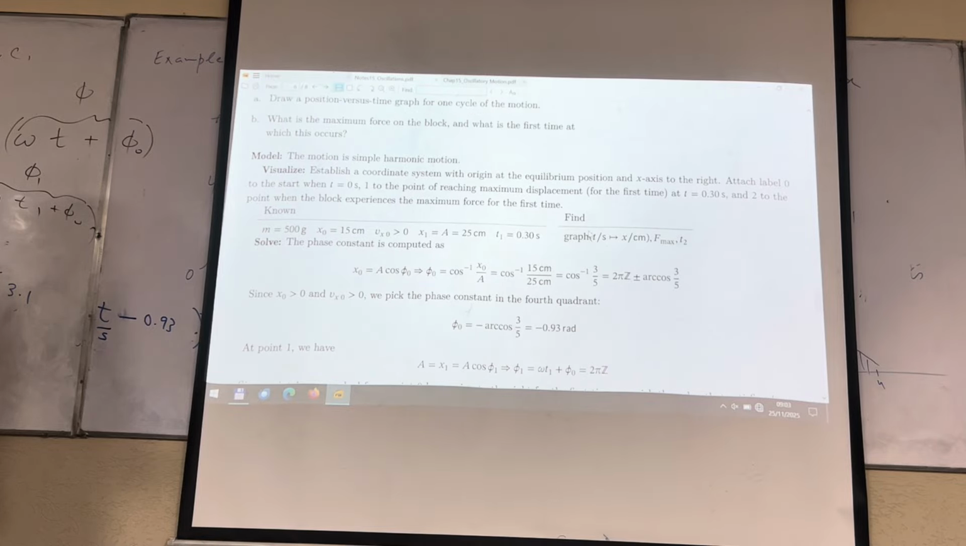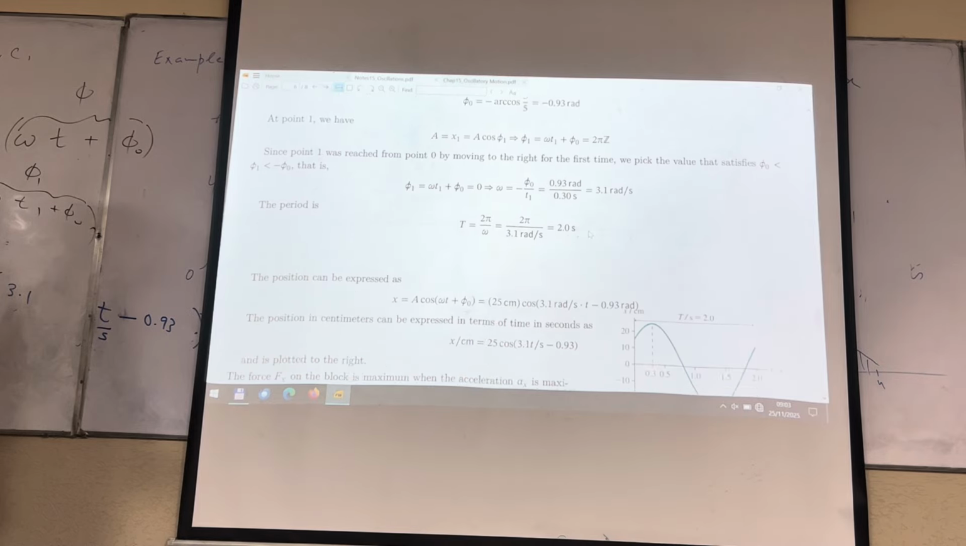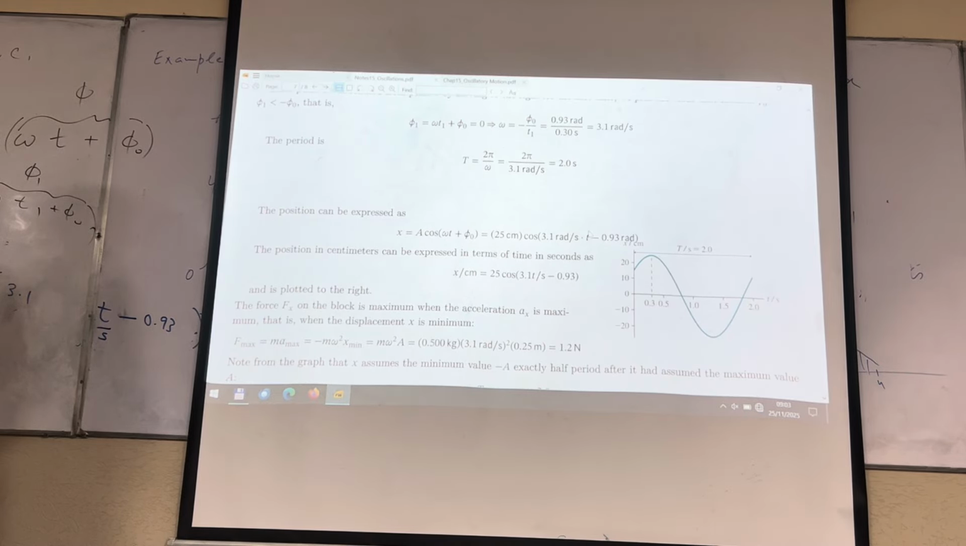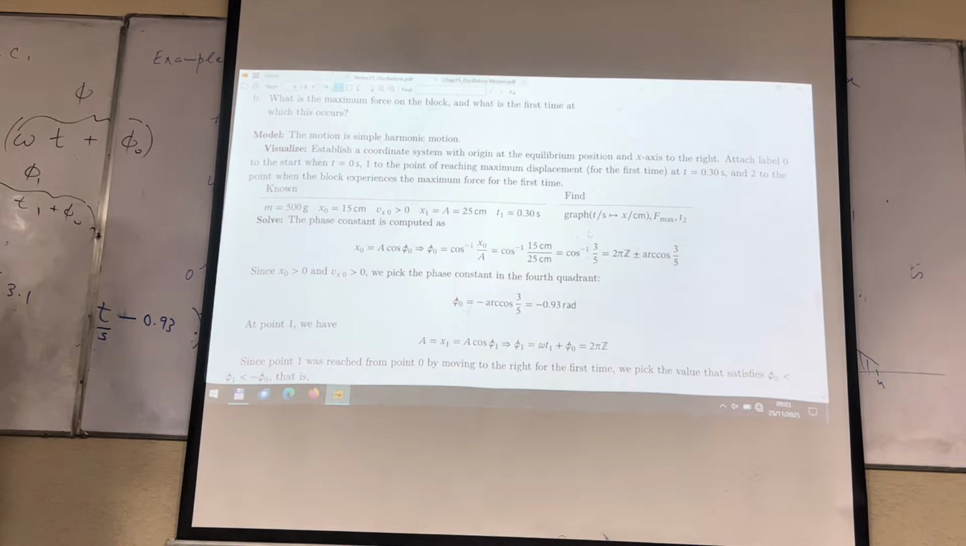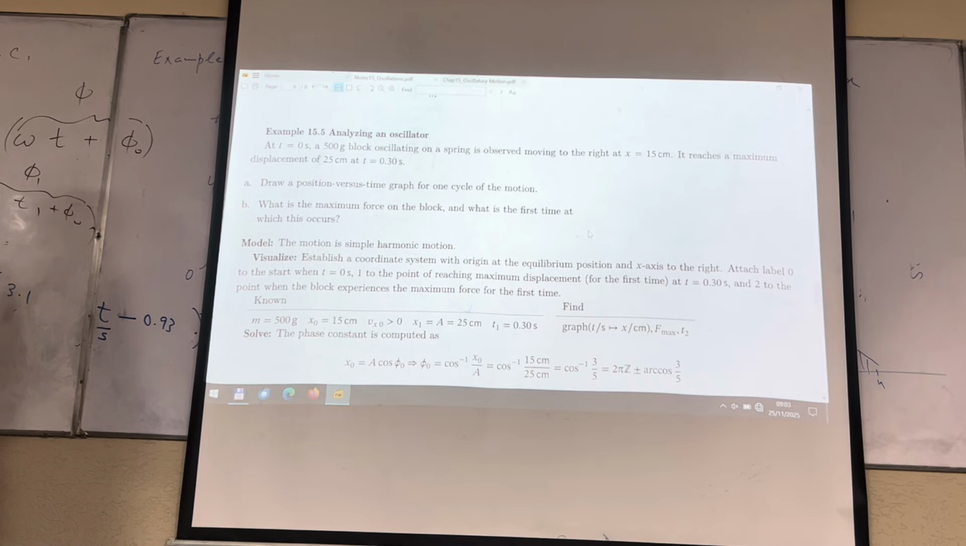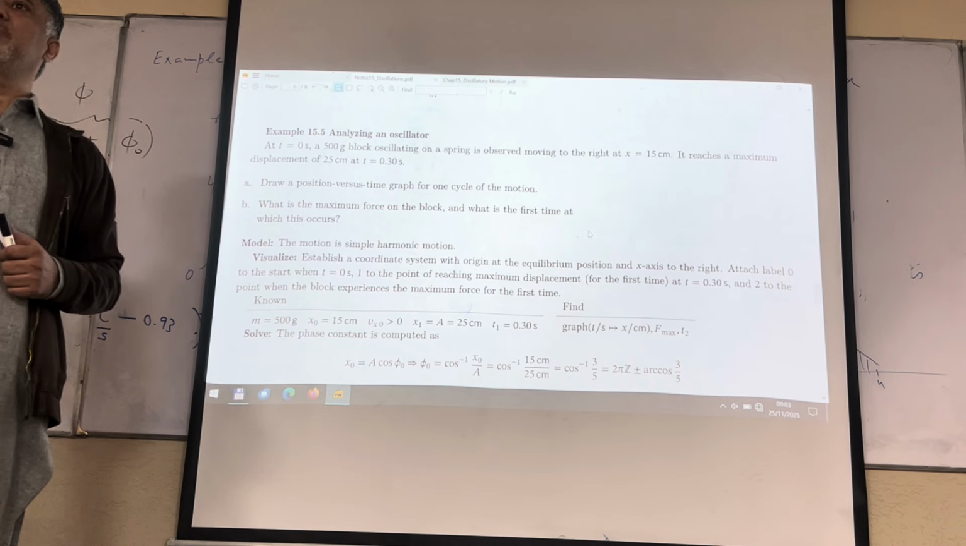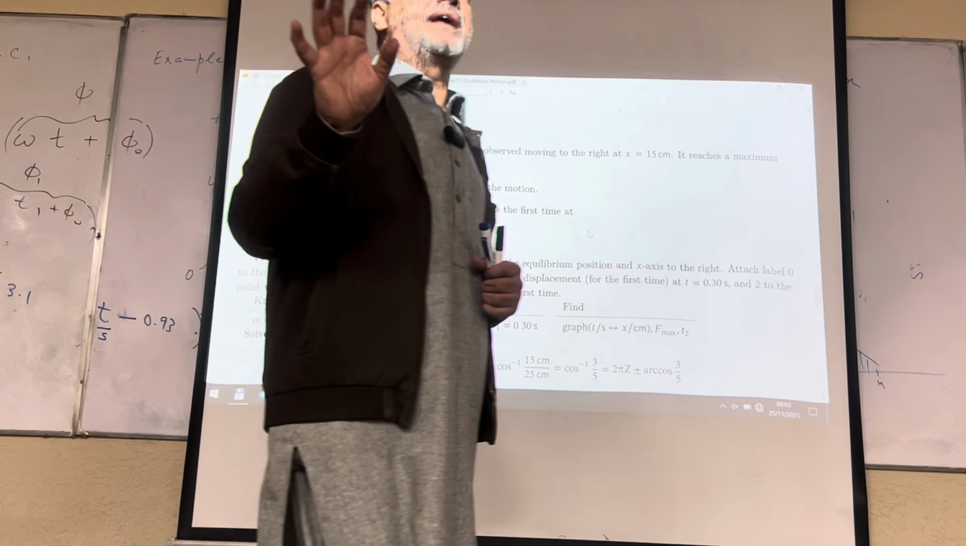Okay. Yes. No, the angle is negative. Fourth quadrant, angle negative. Phi is the angle, right? So what is the second part? So is everyone clear that we are in the fourth quadrant, phi naught will be negative?